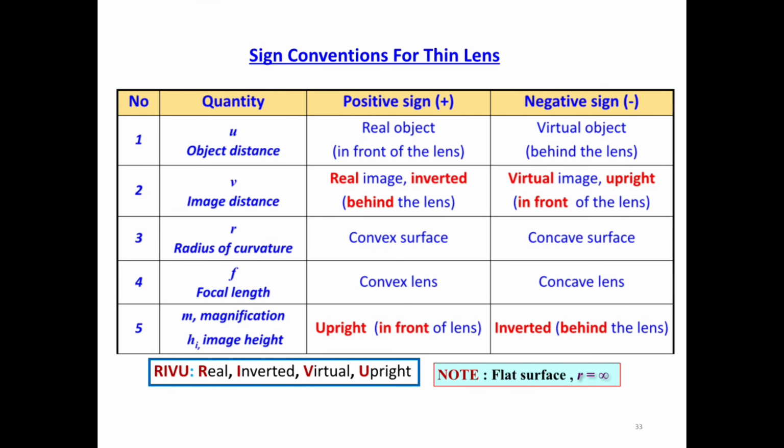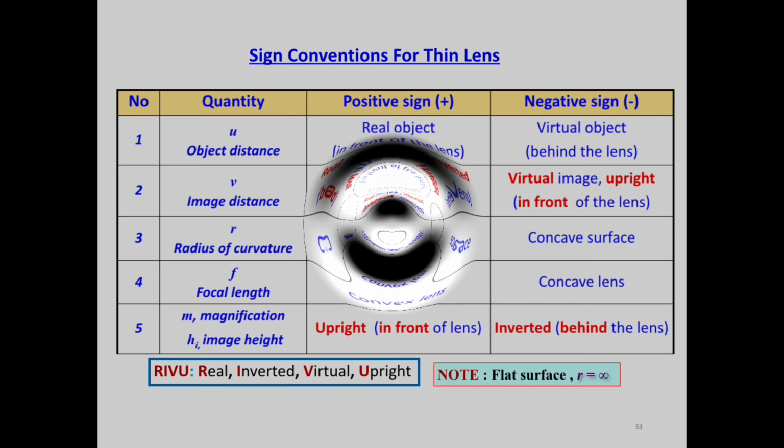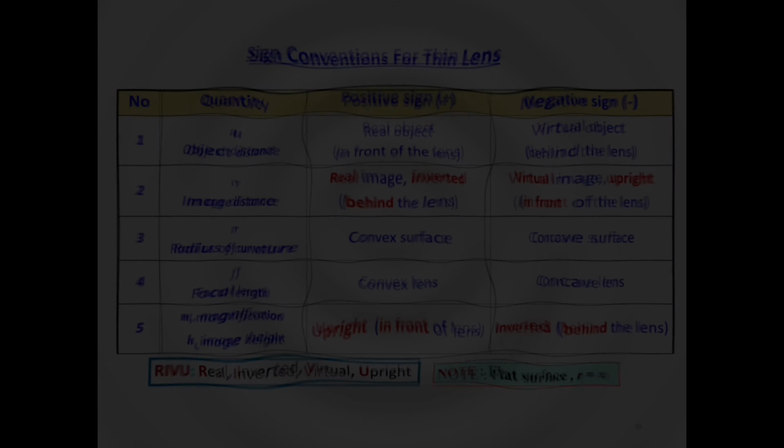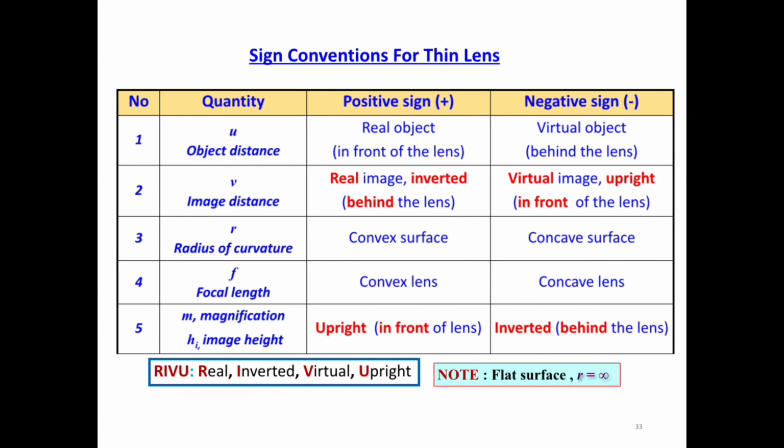Okay, this is the summary of the sign convention for thin lens. You need to understand well the quantities for thin lens: u, v, R, f and m, and also hi and ho. Other than that, you need to remember RIVU, real inverted, virtual upright. And don't forget to take note that for a flat surface, R equals infinity. Okay guys, that's all for topic lesson 7.3.